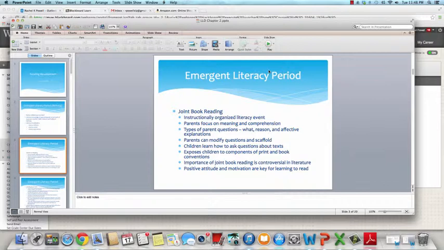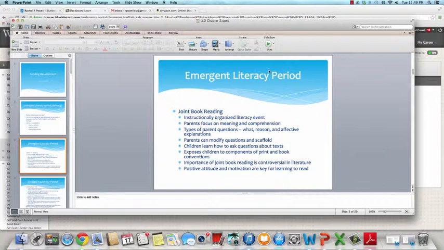The types of questions and explanations that they're developing include what explanations, reason explanations, and affective explanations. So when children learn to respond to these kinds of questions, it prepares them for the types of questions they're going to be required to respond to when they get to the school level. Now, good language-based parents can modify their questions and scaffold to their children based on what their child is able to do.